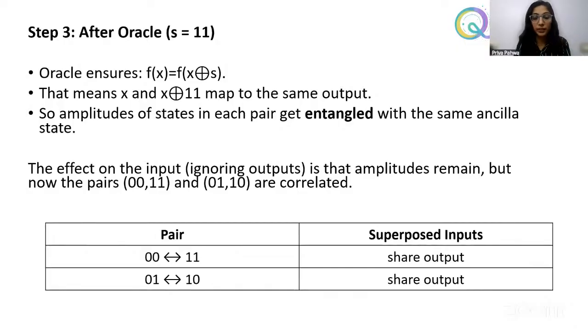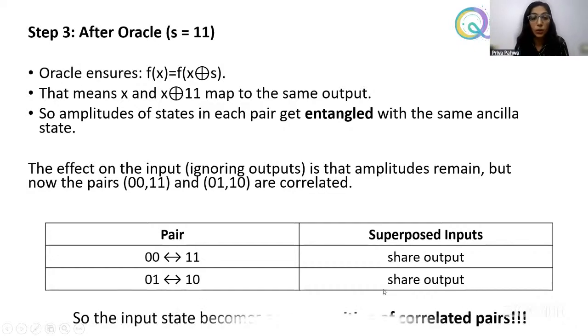I'll tell you again. Basically, 0, 0, and 1, 1 share the output, and 0, 1, and 1, 0 share the output, right? So the state becomes a superposition of correlated pairs. That's how it is working, further making it easier for us.